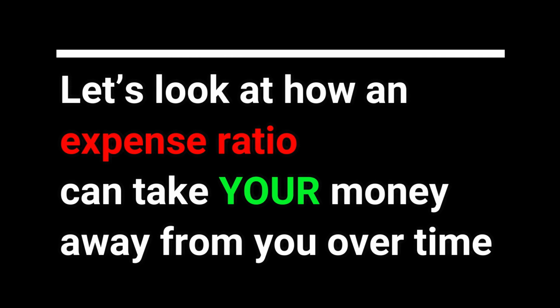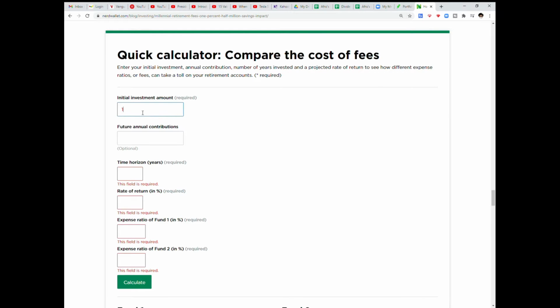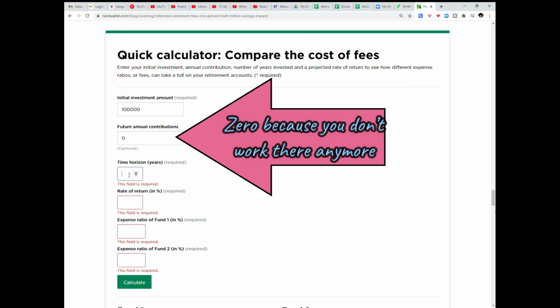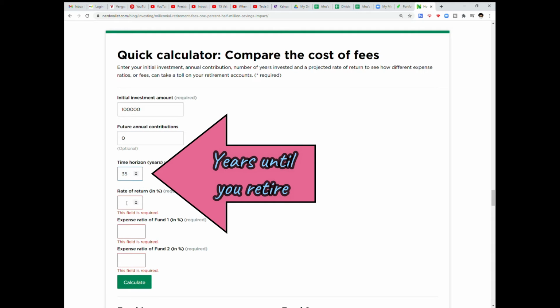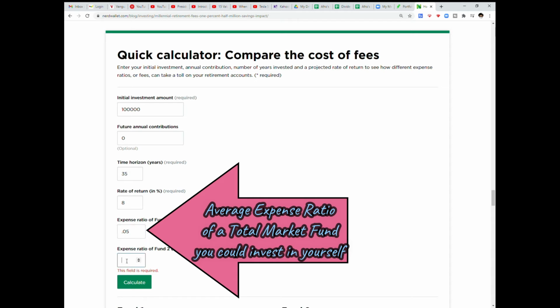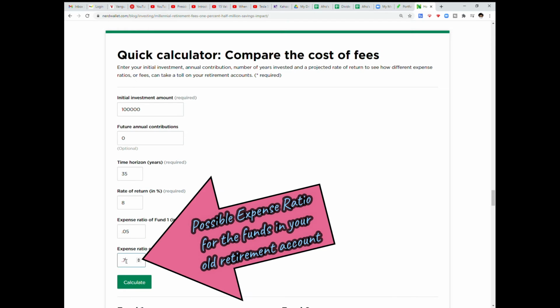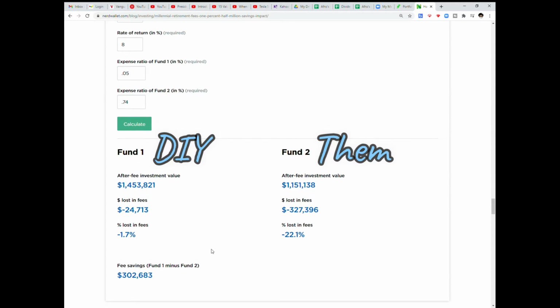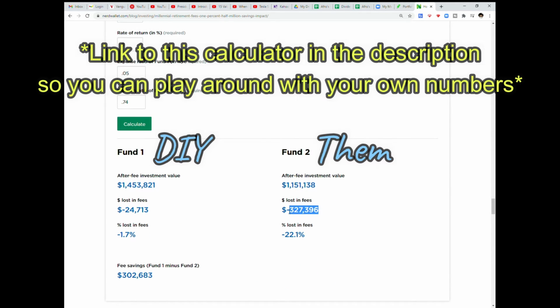This is what it looks like over time if you leave your money in an account that has a high expense ratio. While having an expense ratio when only 10 grand is in the account isn't much of a big deal, when your account grows to 100, 300, 500K, then those expense ratios start to hit you hard.